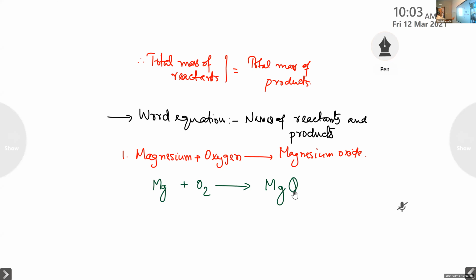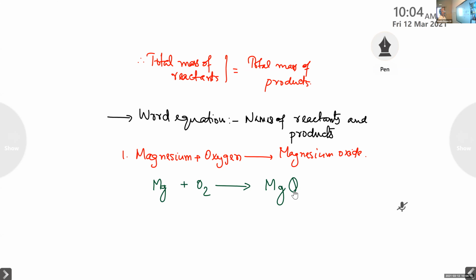Now, let us balance this equation. This is not a balanced equation. That's a chemical equation using the symbols of the reactants and products. Reactants are magnesium Mg, oxygen O2, giving magnesium oxide MgO, the formula. Okay, this is not balanced.